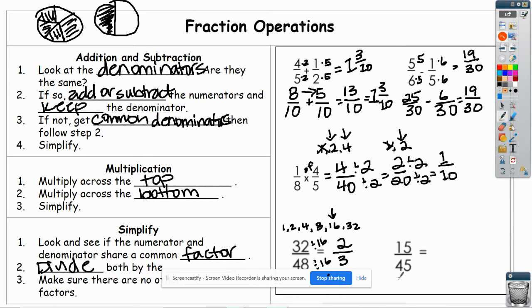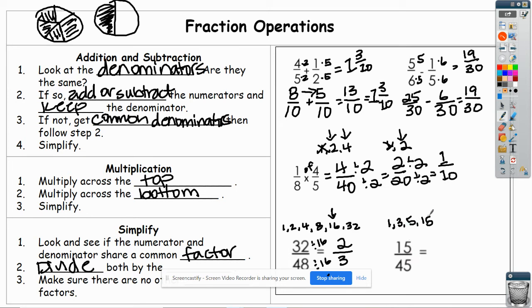And then over here, we've got 15 and 45. So my factors for 15 are going to be 1, 3, 5, and 15, okay? And so you may or may not know that 15 goes into 45 evenly. It does. But if you don't, you should know because of divisibility rules that 5 is going to go into anything that ends with a 5.